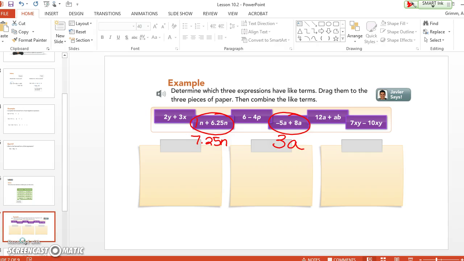And then the last one that has like terms is this one right here. And this is 7 minus 10, or 7 plus a negative 10, which would give me a negative 3xy is how I would combine those together. Okay? Does that make sense? All right. And we're going to do tons with that, like I said, next year. Lots and lots and lots.